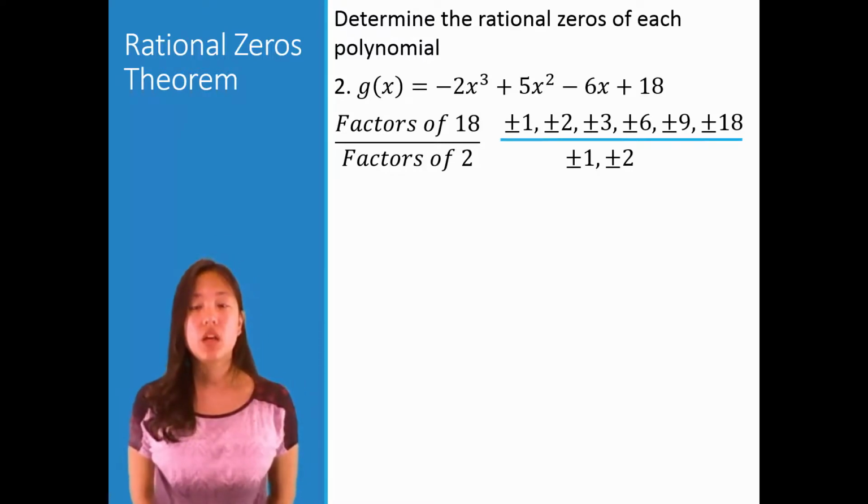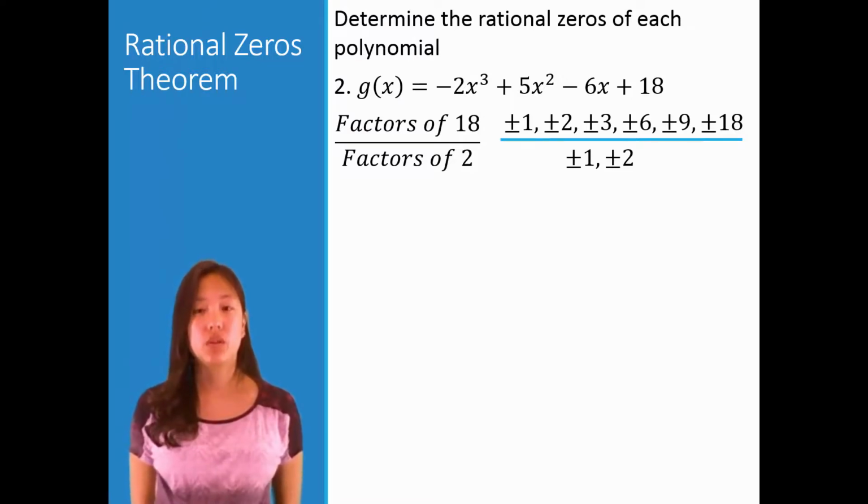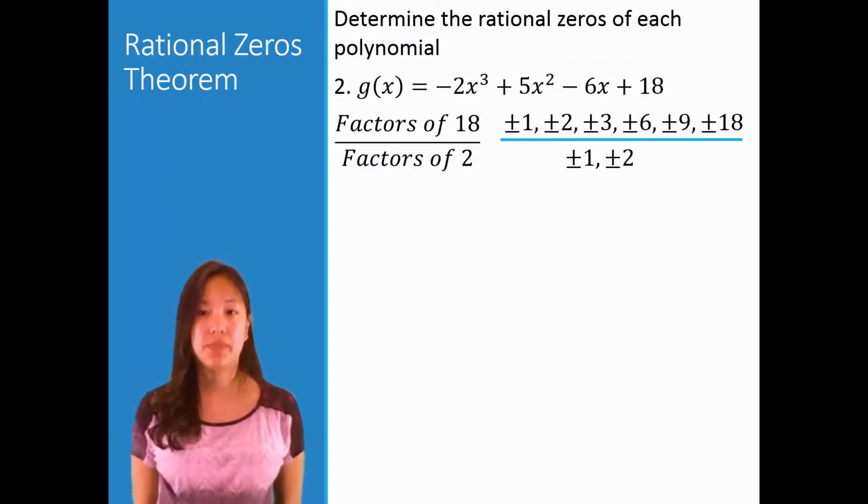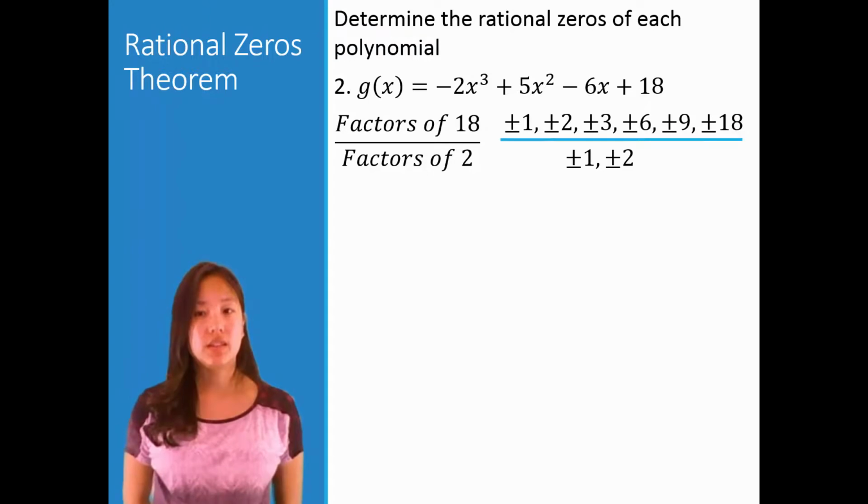Now, you're going to put this into fractions. We got 1 over 1, which is 1, 2 over 1, which is 2, 3 over 1, which is 3, 6 over 1, which is 6, 9 over 1, which is 9, and 18 over 1, which is 18. Those are all the over 1s.